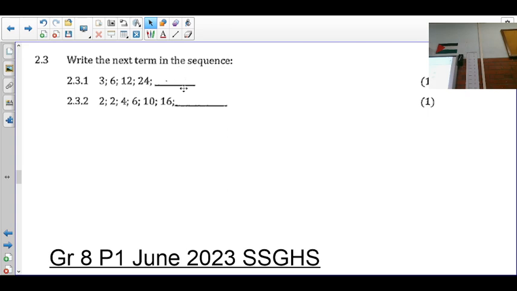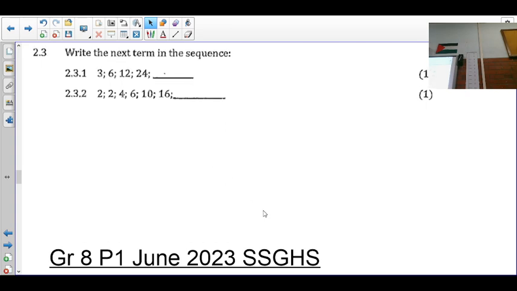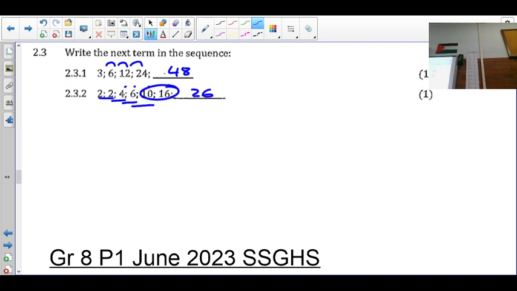It says write down the next term in the sequence. 3, 6, 12, 24. So how do I move from one term to the next? You're multiplying it by 2. So 24 times 2 is 48. Here we got 2 plus 2 is 4, 4 plus 2 is 6, 6 plus 4 is 10, as you can see, you add the previous two terms to get the next term. 6 plus 10 is 16, and then of course 10 plus 16 is 26. Okay.